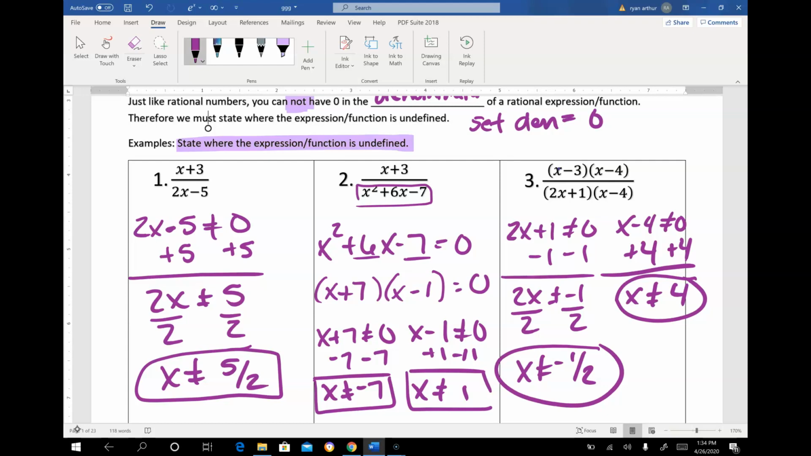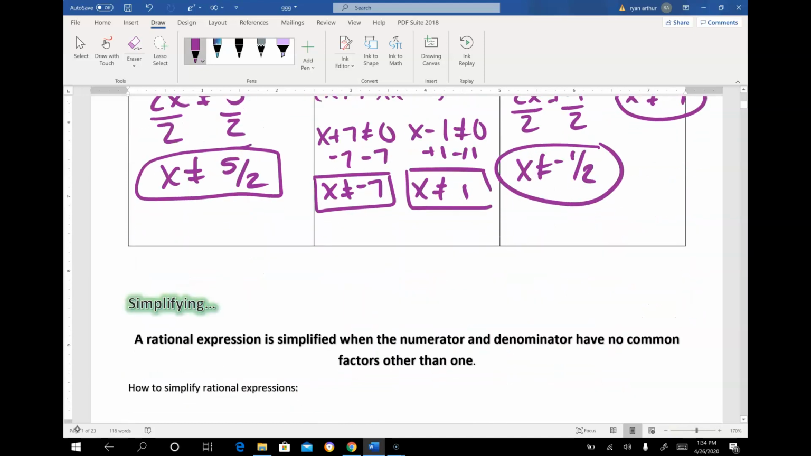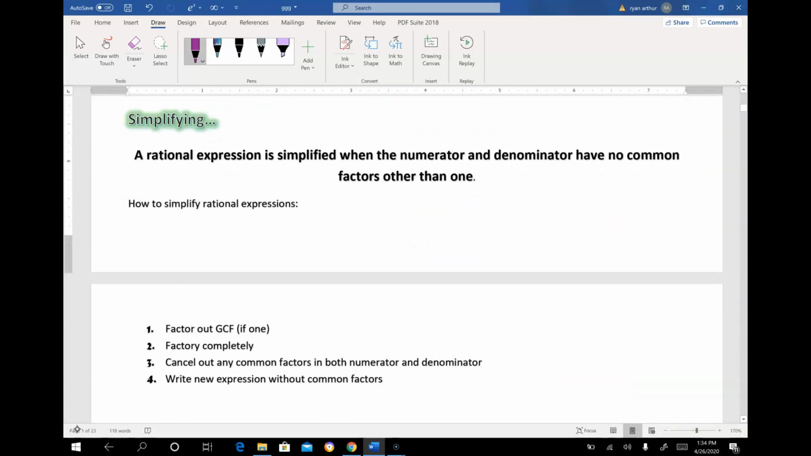Okay? So you have to start stating where the denominator is undefined. Alright? Especially on handwritten stuff. You know, when we do study Allen and stuff like that, I think it's a whole separate section for that. Okay? Alright. So, let's move on to simplifying.